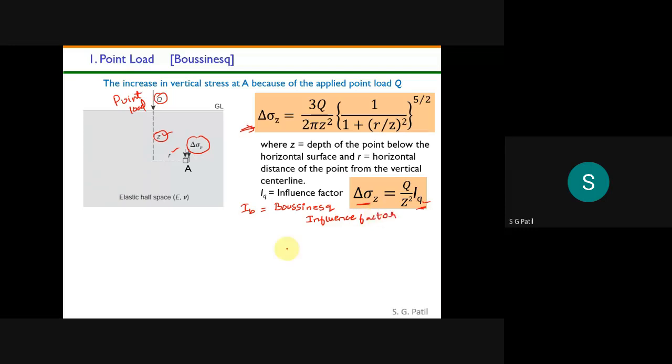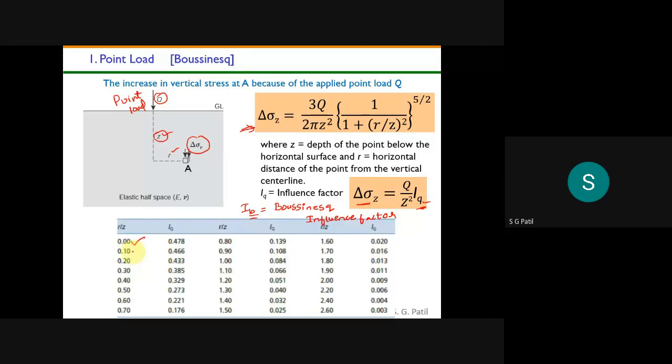So how to get this Boussinesq's influence factor? The Boussinesq's influence factor is given in terms of a table. For different r by z combinations, this influence factor will be given. And also in the last class we have seen one problem, right?